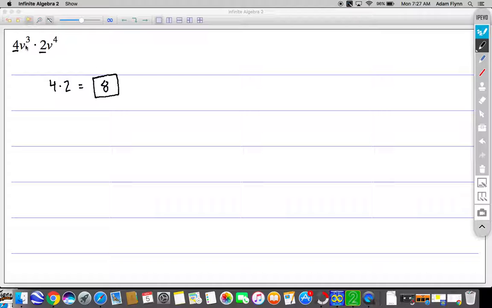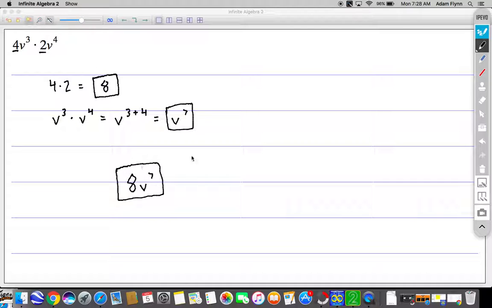And then I've got v cubed times v to the 4th, which is just about identical to what we just did. So we'll add the 3 and the 4 together. And we know that 3 plus 4 is 7. So our final solution will be 8v to the 7th. I'm moving on to the next one.